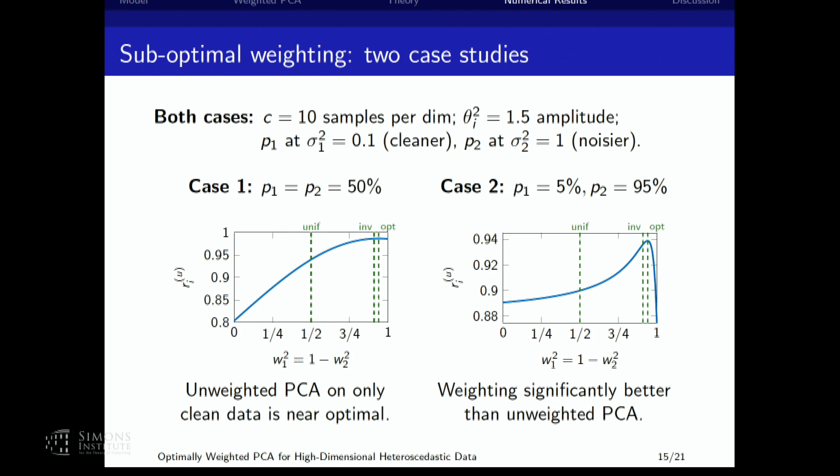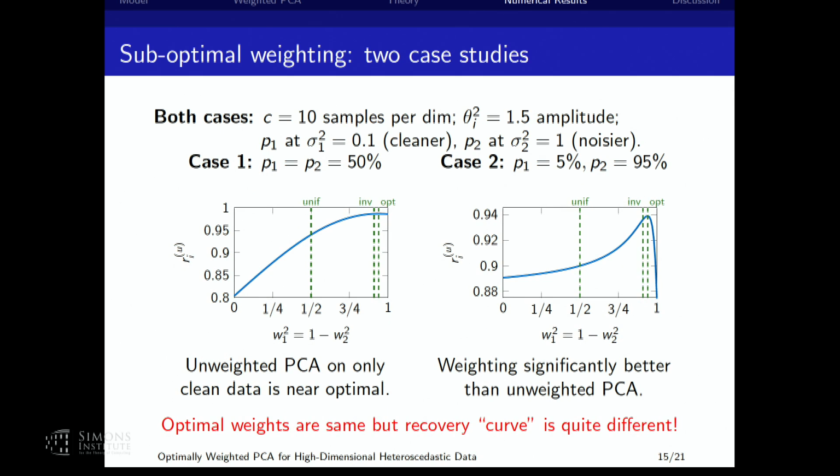There are also other cases which you can find in our paper where the inverse noise variance weights are somewhat below the optimal weights. And so it basically depends on playing with these things like the samples per dimension and the relationship of the amplitude to the noise variances. Okay, so I was just pointing out here that, of course, the optimal weights are the same because when the proportions change, the weights didn't change, but the recovery curve is quite different.